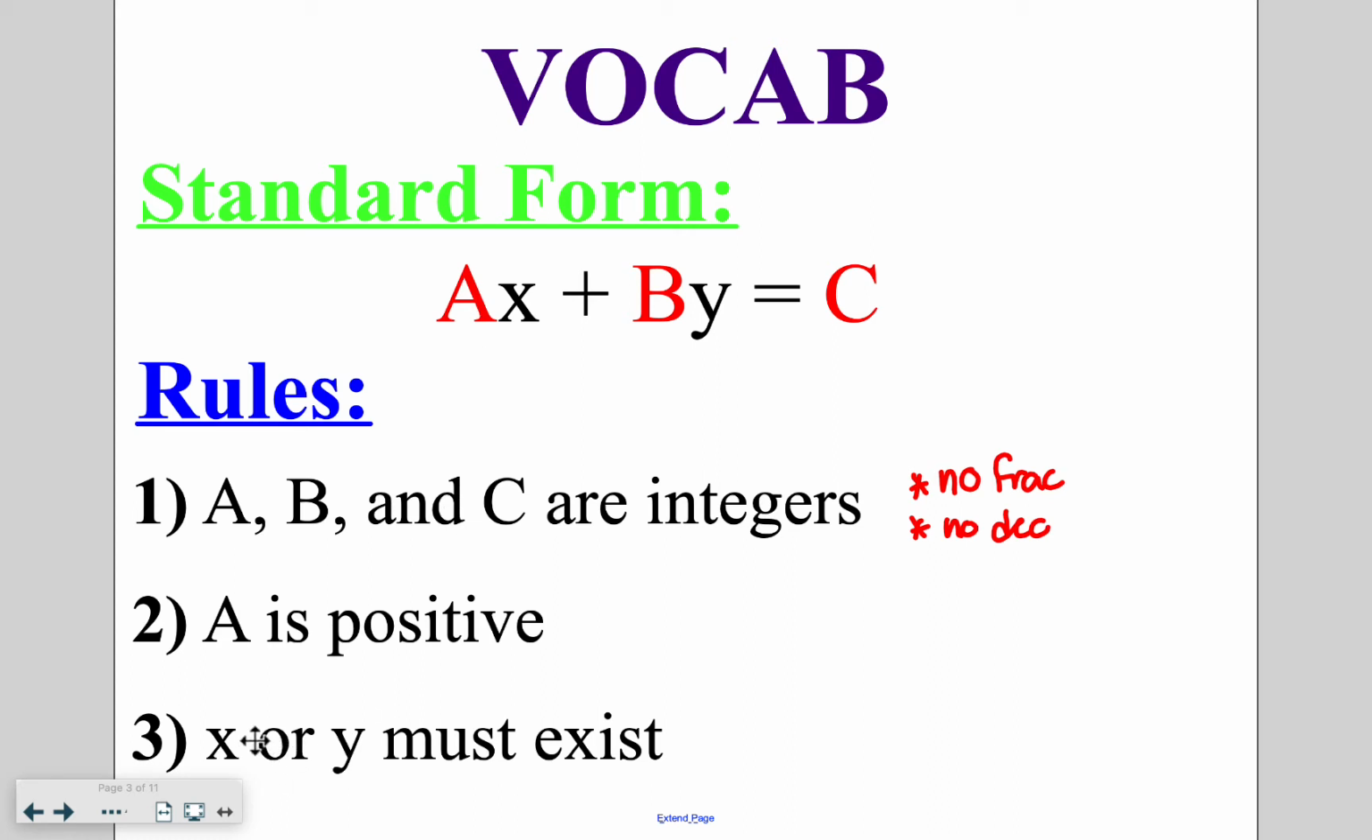The last one is that x or y must exist. So sometimes our equation is just going to be ax is equal to c. The y does not have to exist. Or it could be by is equal to c, so just the y exists. Or it could be the original form, ax plus by is equal to c, where both of them exist. It cannot just be one number is equal to another number. It must have a variable x, a variable y, or both of them.